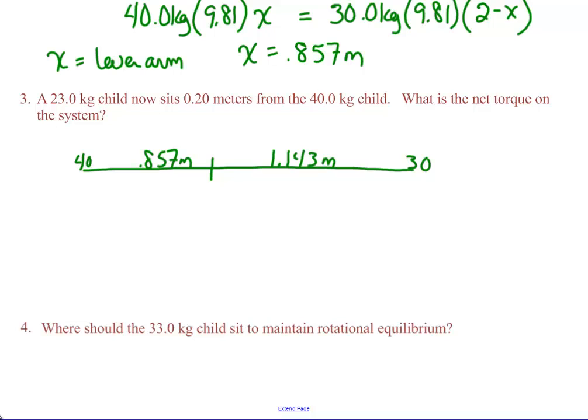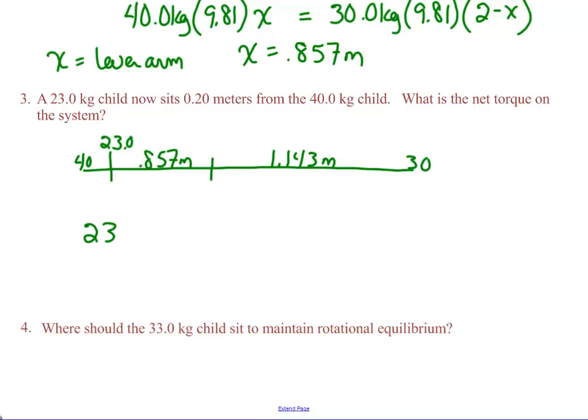Now we're putting a 23 kilogram child 0.2 meters from the 40 kilogram child. So this new child is sitting on the left-hand side, 0.2 meters in. So right here is my new child. Before this child sat down, the system was balanced. So I really just need to figure out the torque created by this new child, because that's what's upsetting and then balancing my system.